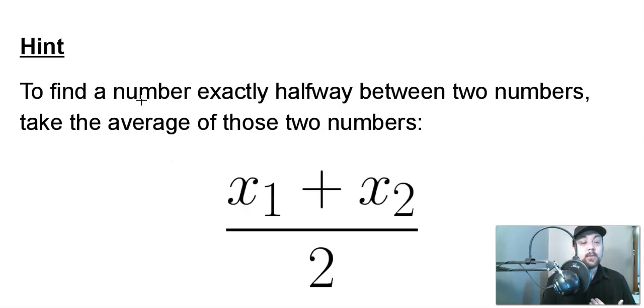So to find a number exactly halfway between two numbers, you simply take the average of those two numbers. To average those two numbers, you add them together and divide by 2. Right? That's how you take an average. You add up all your numbers, divide by the number of values that you're adding up. In this case, we're looking at two numbers, so we add those two numbers together, and since there's only two numbers, we divide by 2. And that's going to give you the value exactly halfway in between.